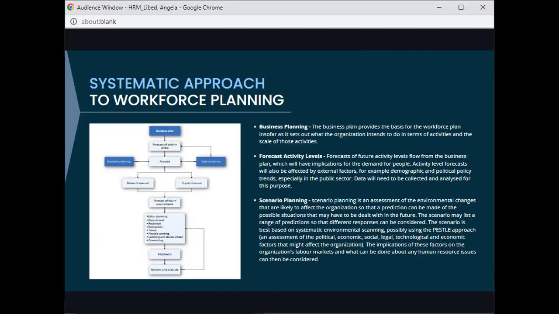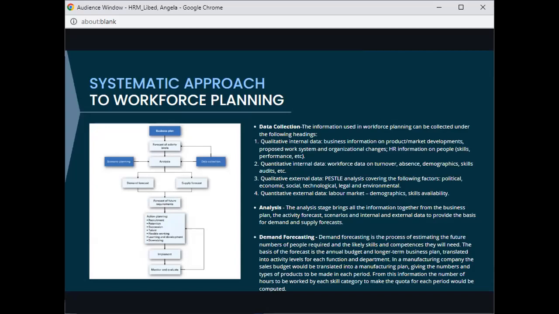So for the data collection naman, ito yung mag-gather ka ng information. Using workforce planning, data can be collected under the following headings: qualitative internal data, quantitative internal data, qualitative external data, and quantitative external data. So for example, sa banks, i-gather mo yung mga effective ways nila. For example, the CAM, cash acceptance machine. Then, meron ding bago ngayon yung kapag pipicturean mo na lang yung check para ma-deposit mo siya. So, pag nakuha mo na yung mga data na yun, i-analyze na siya. Then, doon papasok yung demand forecast and supply forecast.